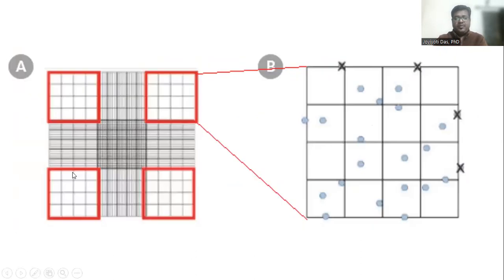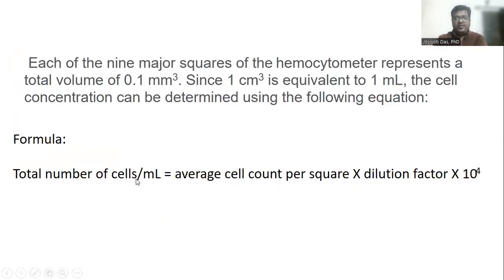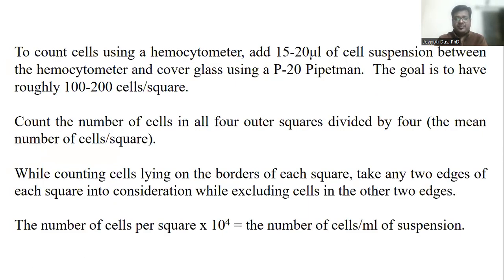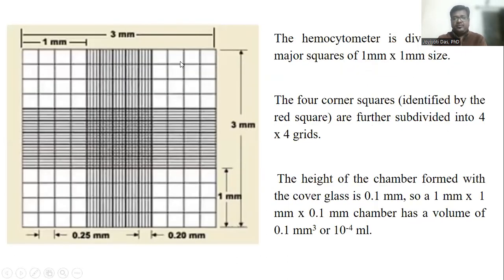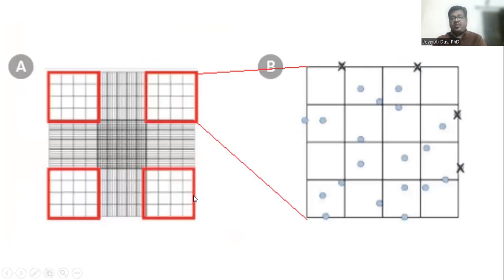So what will be your final formula? Your final formula will be: total number of cells per ml of your suspension equals the average cell count per square times dilution factor times 10 to the power 4. Before we come to that, I need to explain why there are 4 squares here. The 4 corner squares are identical, so how would you get your reading? You have to count all the 4 corner squares shown in red here.